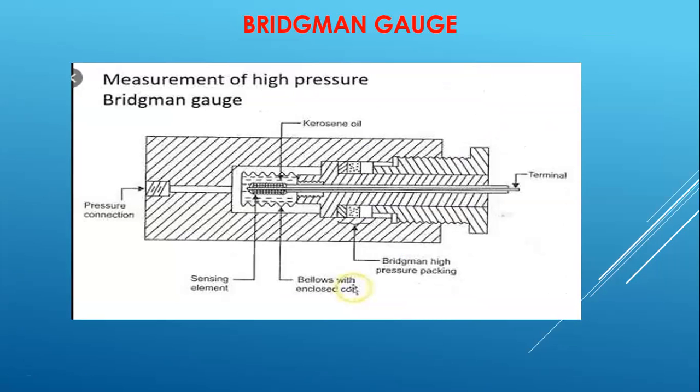Measurement of high pressure. For this, you can use Bridgman gauge. High pressure means which ranges from 100 to 1000 kg per millimeter square. Imagine 100 to 1000 kg per millimeter square.